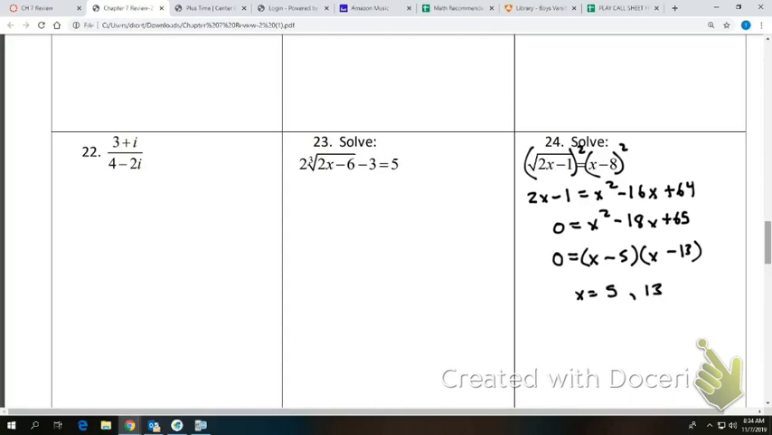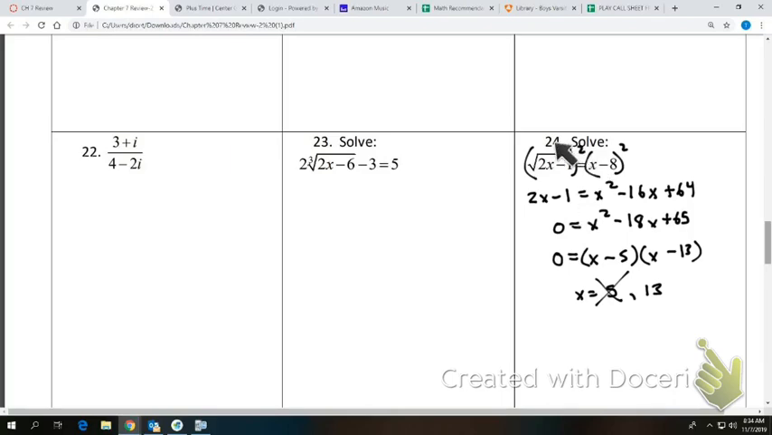And we're just going to circle them blindly and move on, right? No, we're going to check them back in the original. Let's check 5. Here we go. 2 times 5 is 10, minus 1 is 9. Square root of 9 is 3. 5 minus 3 is negative 3. Uh-oh. 5 doesn't work. It's an extraneous solution.